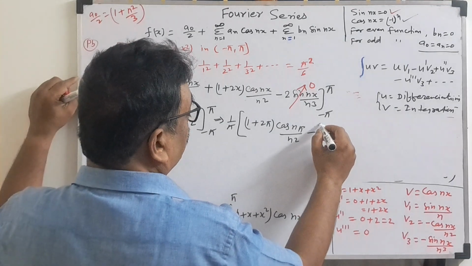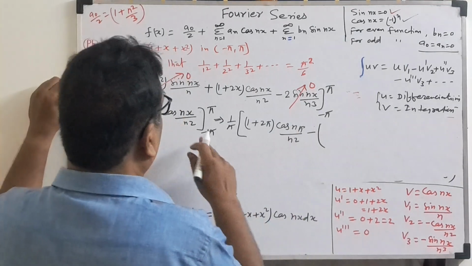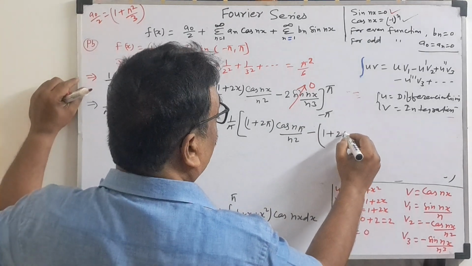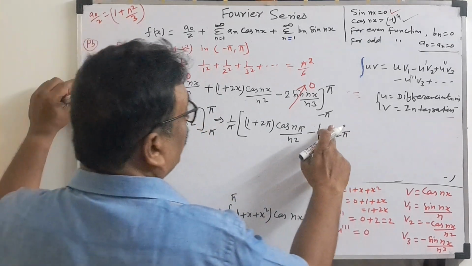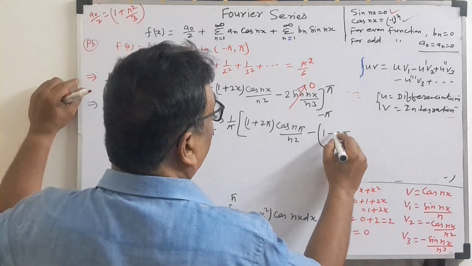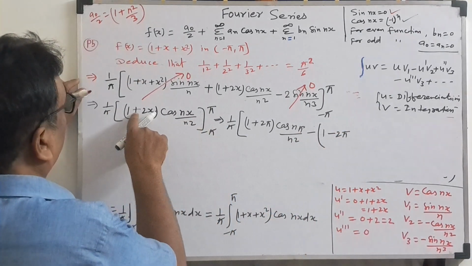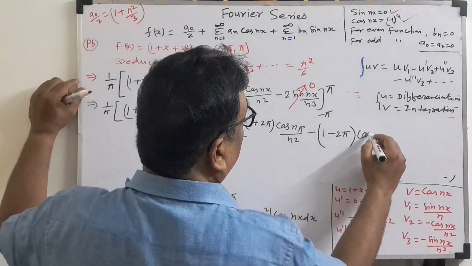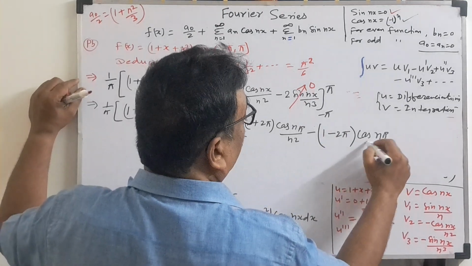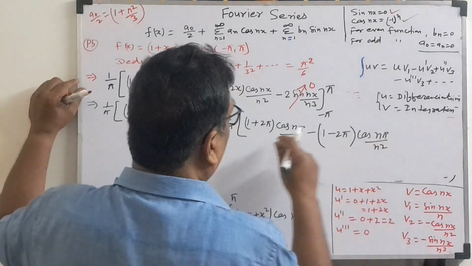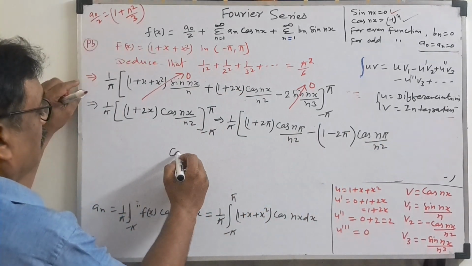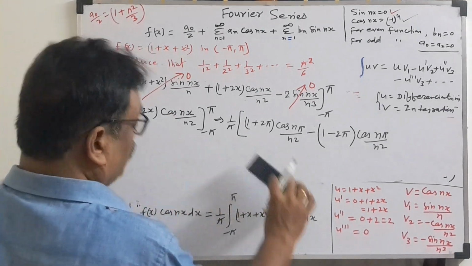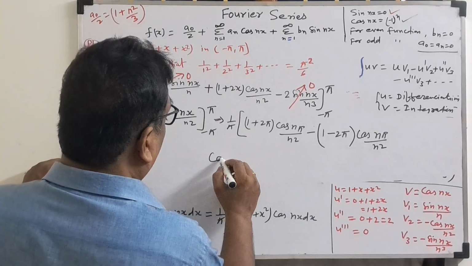Now minus, the lower limit: (1 + 2 pi). Because minus is there, it becomes (1 - 2 pi), over. Then what is there? Cos n pi by n square. Because negative is there, cos of minus theta is equal to cos theta only.